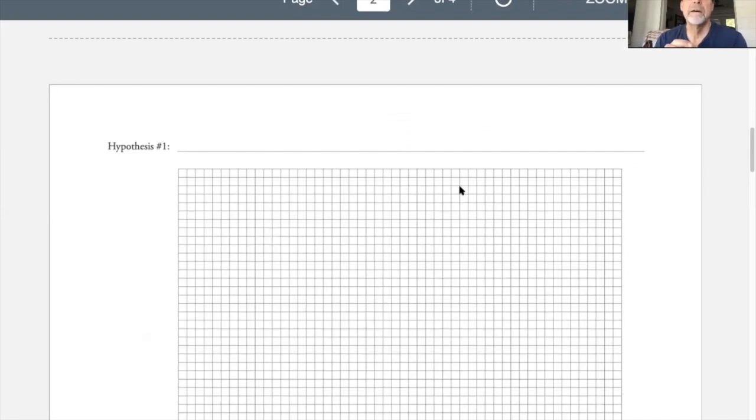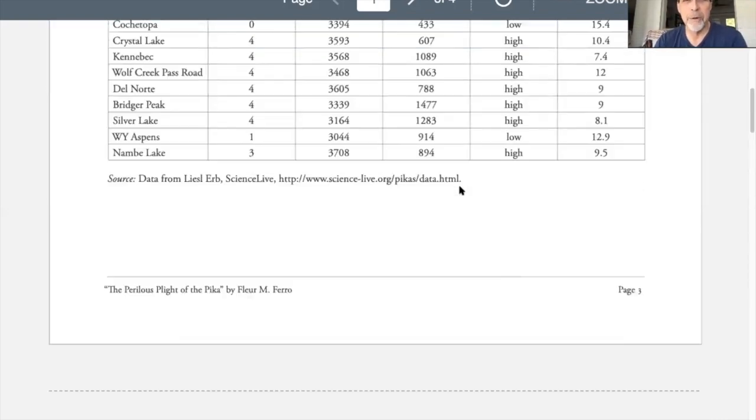Probably not. Pikas like to live where it's cold. They do like it cold-ish. Pikas like to live where there's lots of food. Pikas like to live where there's water. Pikas don't like to live where there's water. This is a hypothesis. Really, you're just going through these.